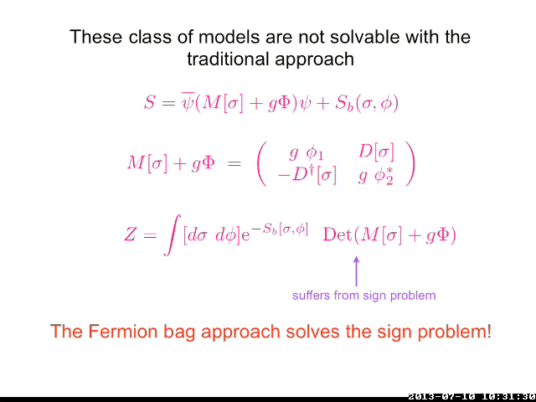M sigma will have this strange structure G phi, phi 1 and phi 2 star. There's really no symmetry. The determinant of this has a sign problem. So this has been a bottleneck in most of the calculations of this type. But I will argue that the fermion bag approach solves the sign problem completely.